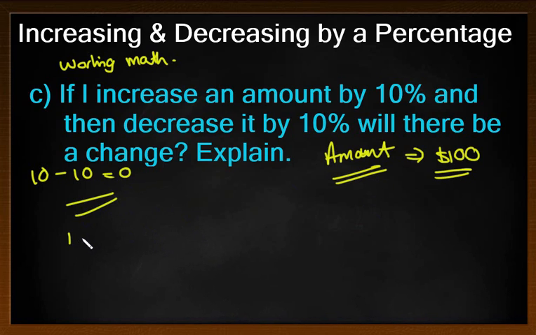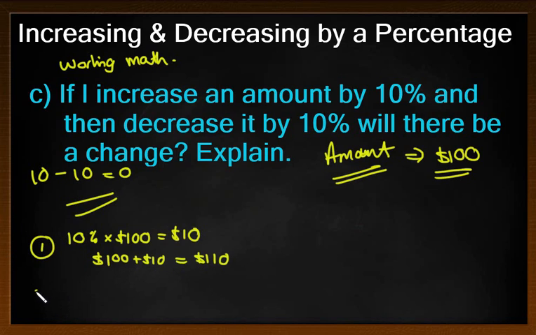Now, if I'm doing it with method 1, we're finding 10% of $100. Hopefully you know that to be $10, but if not, do it in your calculator. And then if I'm increasing it, that means I'm adding on the $10 to the $100, which means I've got $110. So after that first increasing amount, we've got $110. But now what I'm going to do is decrease it by 10%. And I wonder if you can work out what's about to happen.